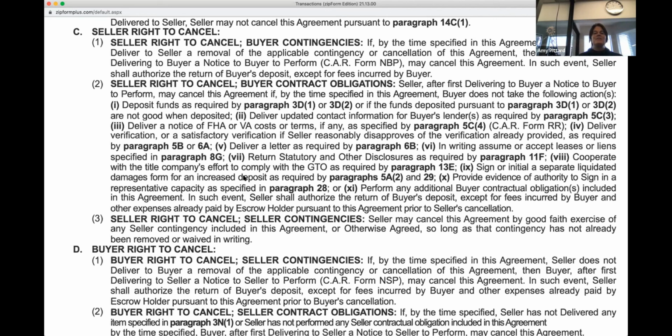In such event, the seller shall authorize the return of the buyer's deposit, except for fees incurred by the buyer and other expenses already paid by escrow holder pursuant to this agreement prior to the seller's cancellation. So there's all the reasons the seller can cancel the contract. I feel like they drew them up and made them much more clear and plain and easier to understand.